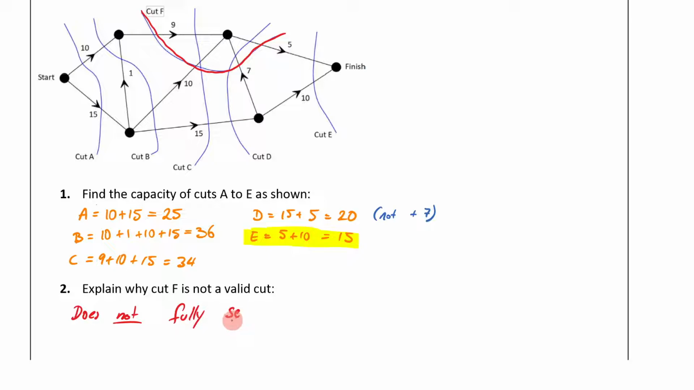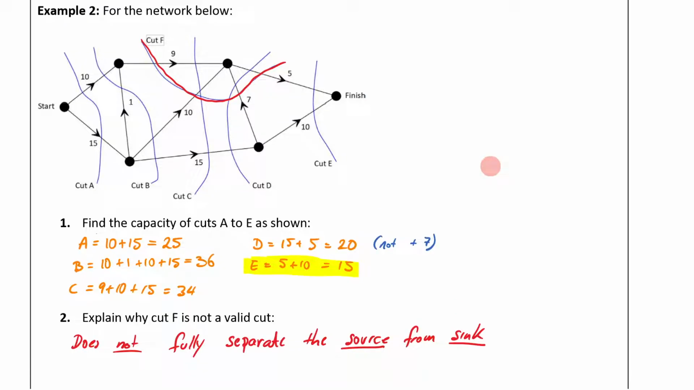Does not fully separate the source from the sink. Because as you can see here, I can still go this way. So it has not separated the source from the sink because there are still ways to get from the source to the sink. It's only cut off this part right here, so it's not a valid cut. It does not fully separate the source from the sink. Alrighty, hopefully that has made sense.